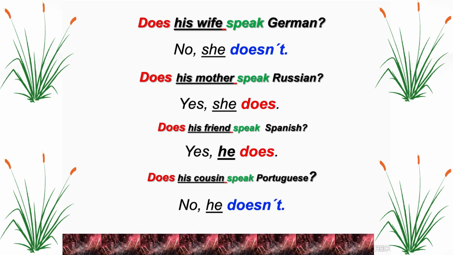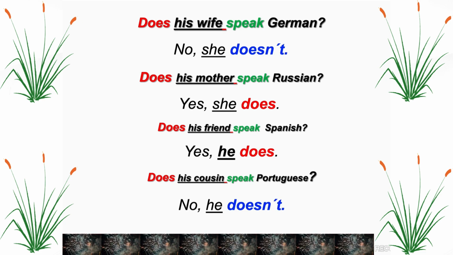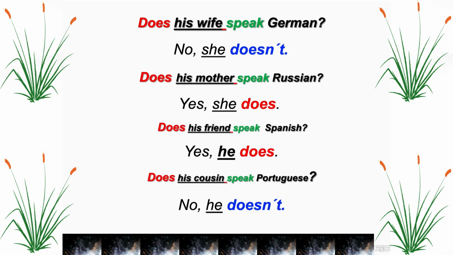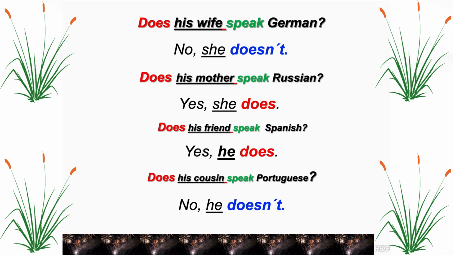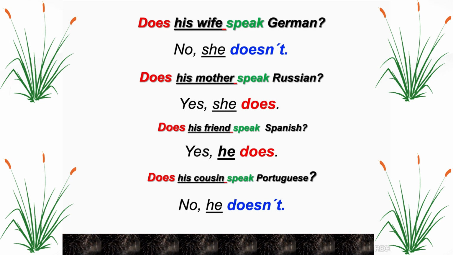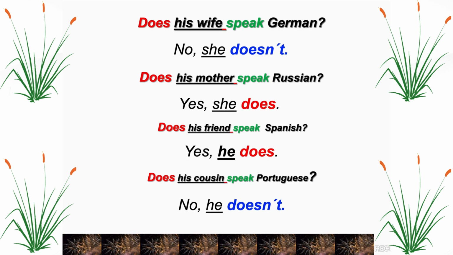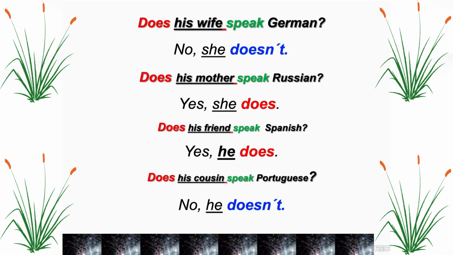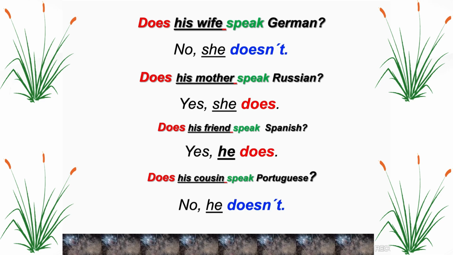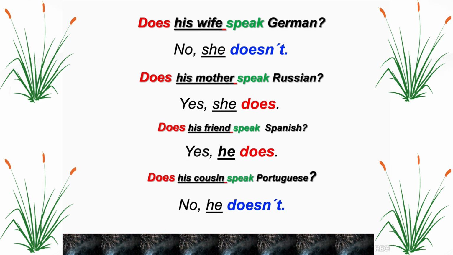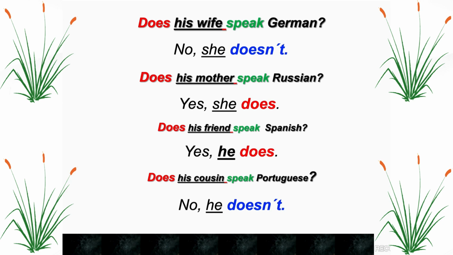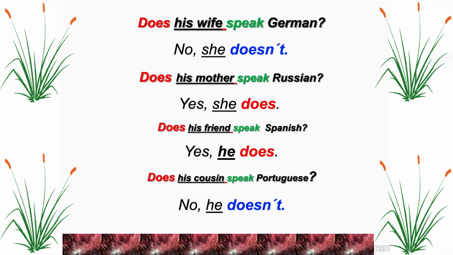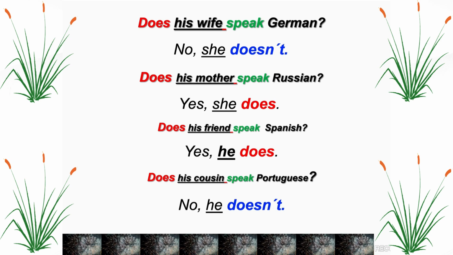Does his wife speak German? No, she doesn't. So his wife means she. No, she doesn't. Or yes, she does. So we chose here, no, she doesn't, because we are not going to use both of them all the time. So we are going to choose one of them, either yes, she does, or no, she doesn't. So does his wife speak German? No, she doesn't. Let's go to the second question.